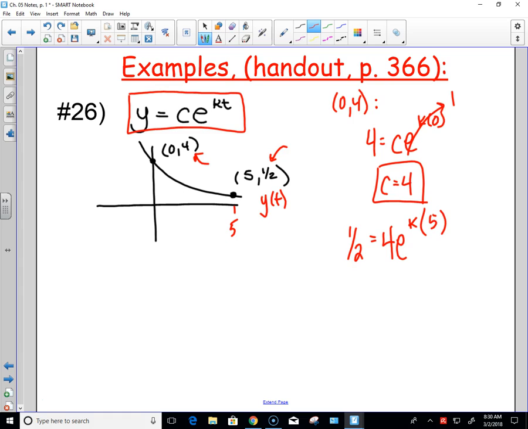Anyway, so after 5 years, that's the time. The amount is 1/2. It started at 4, and we're solving for k. All we got to do is what? Divide by 4? That's going to be 1/8 e to the 5k. How do I get rid of e? ln.